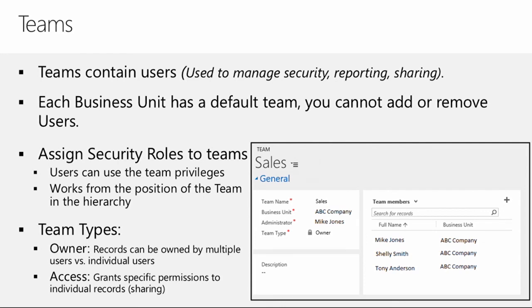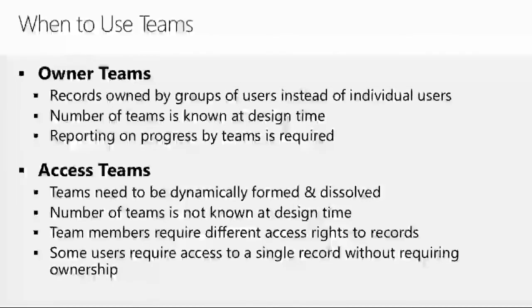There's two types of teams in a Dynamics 365 implementation. There's what are called owner teams, and there's what are called access teams. And so let's just talk a little bit about what an owner team is versus an access team. So an owner team is exactly what it would sound like. An owner team is a group of users who will be owning records inside the application. So instead of having just an individual user, you're going to have a group of people owning a record together.